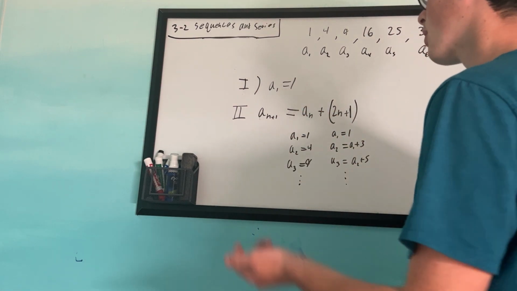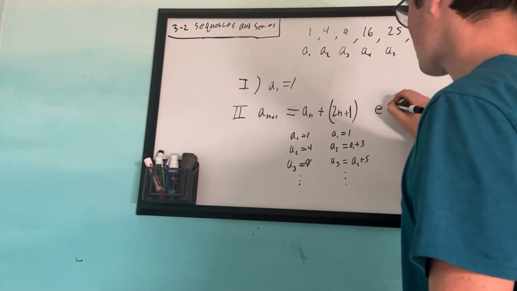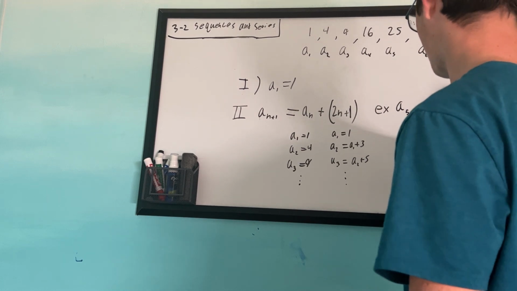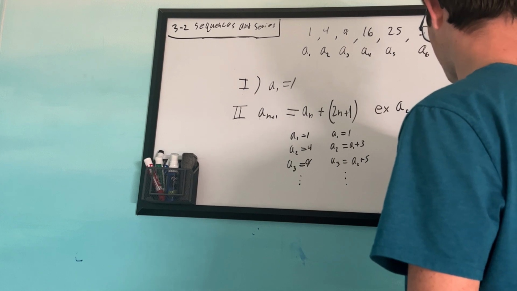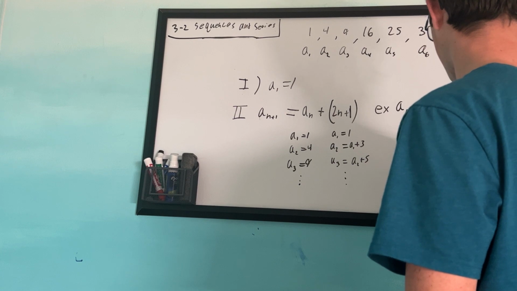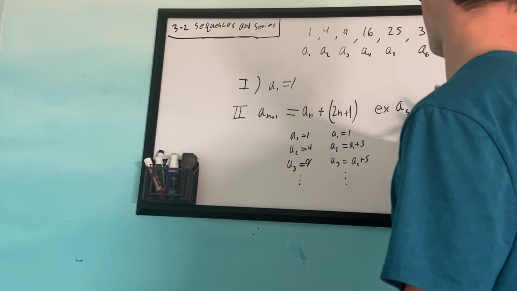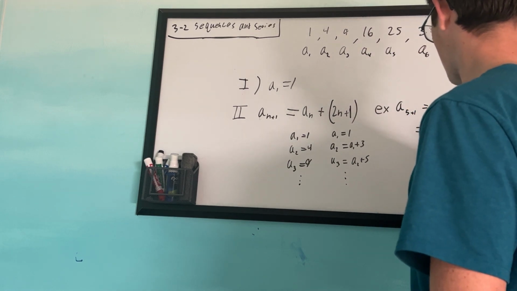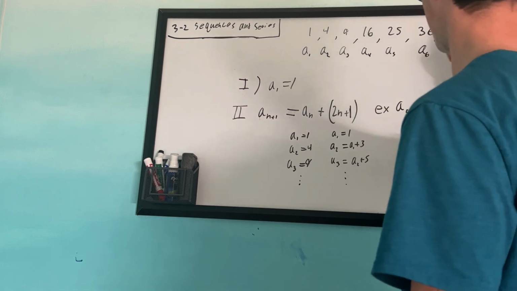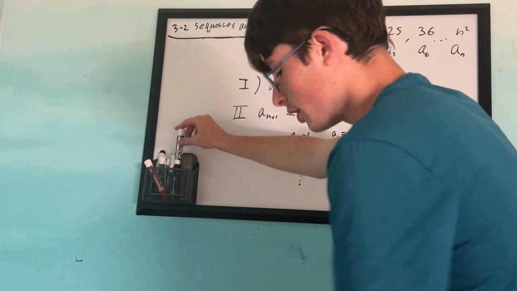Then we get 4, which is a sub 1 plus 3, which is a sub 2. So let's do an example: a sub 5 plus 1 is going to be equal to a sub 5 plus 2 times 5 plus 1. If we substitute this in, we know a5 is going to be 25, plus 10 plus 1, so it equals 36. And if we check, that checks out.